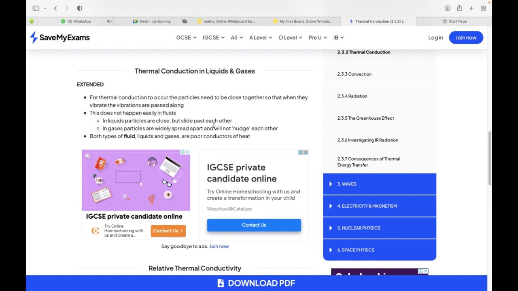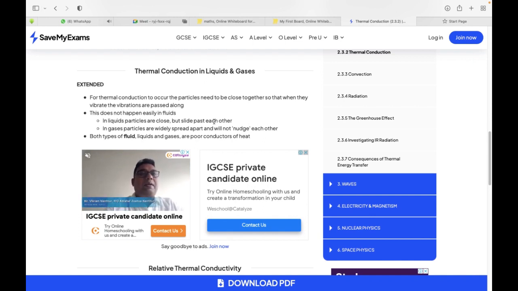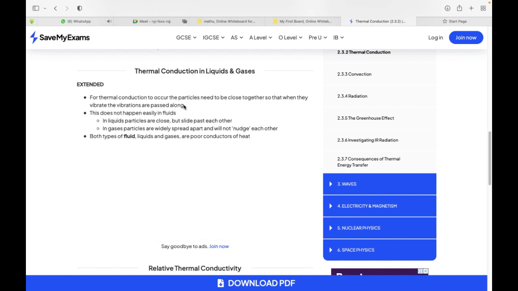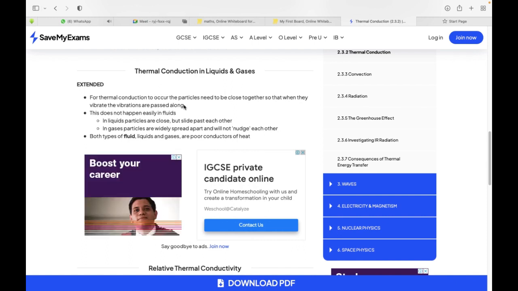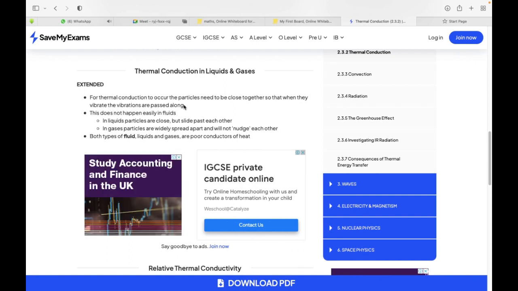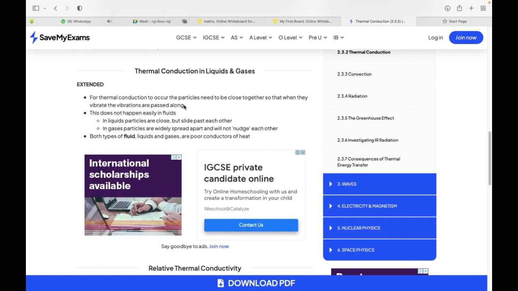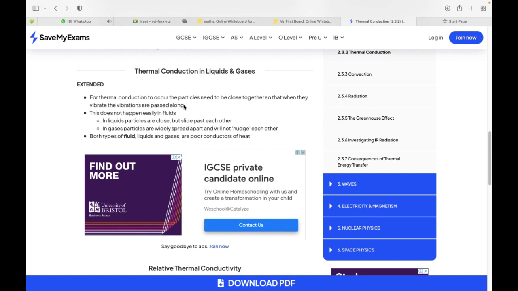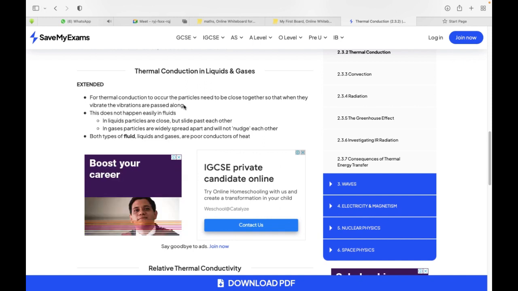For thermal conduction to occur, the particles need to be close together so that they can vibrate and the vibrations are passed along from one to the other. And this does not happen easily in fluids. The particles of fluids are not super close together, so that's why thermal conduction is not really happening much in fluids. In liquids, the particles are close, but they slide past each other relatively.